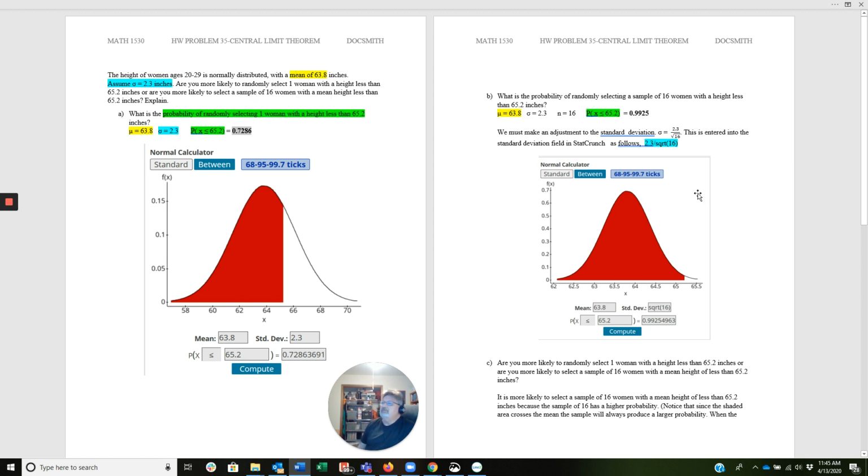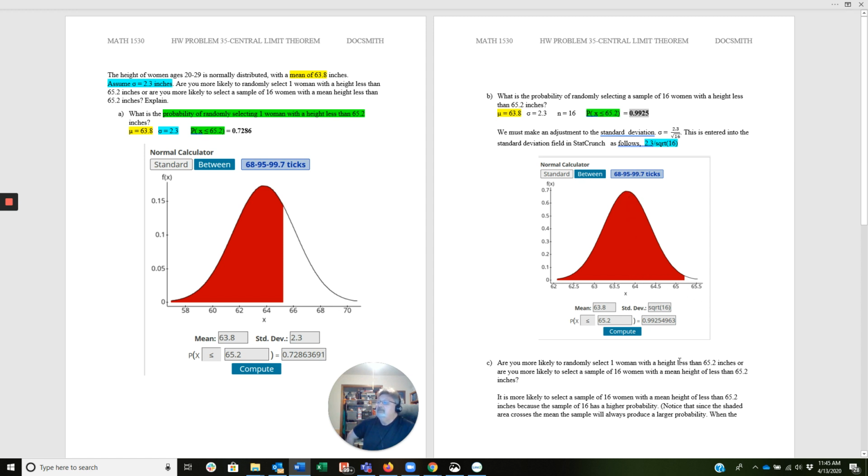And here's why we should expect that. When we did our experiment previously in the semester where we did the coin tosses, remember how the bigger the sample size, the closer we came to the theoretical probability. So the fact that we're going across the mean and we're adjusting the standard deviation, we would expect a larger probability, and sure enough, we have one, 0.9925. The fact is, as we increase the sample size to 16, we can expect that everything gets closer to the mean.